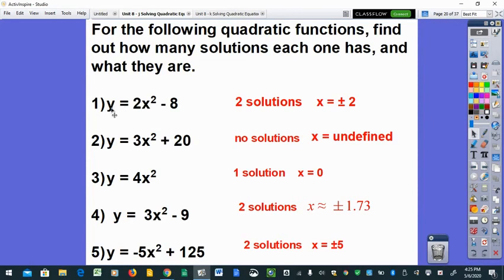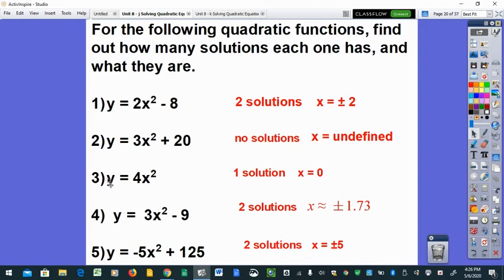So in the first case, in all of these, you're going to put a 0 in for y to represent the x-axis, and then you're going to solve the equation. You would have added 8 and divided by 2 and would have had x squared equals 4. When you take the square root, should have gotten plus or minus 2, and there would be 2 solutions. Here, you would have put the 0 in, subtracted 20 and divided by 3. You'd have a negative number over here. And when you take the square root of a negative, that would be undefined. So this is no solutions. This parabola is opening up, and its vertex is above the x-axis, so it never touches the x-axis.